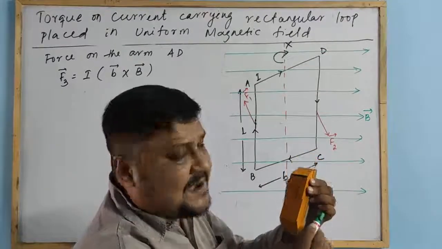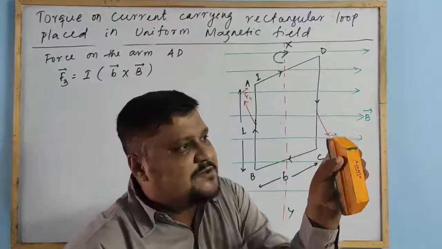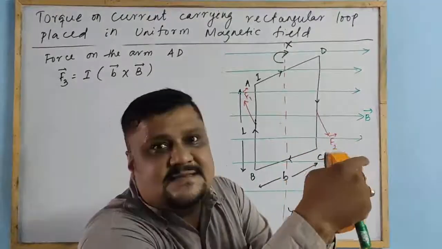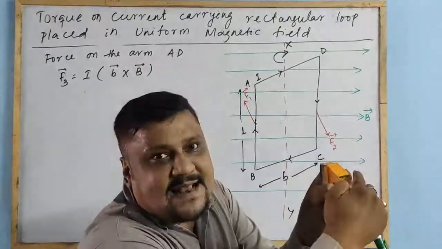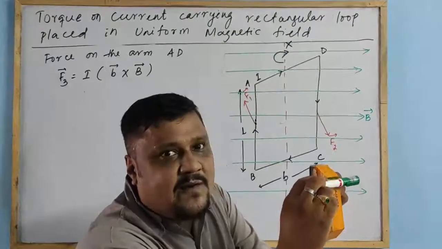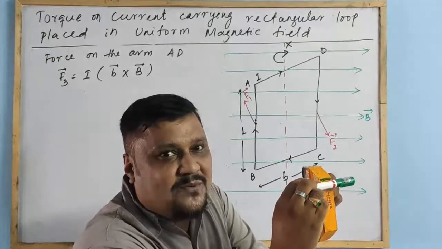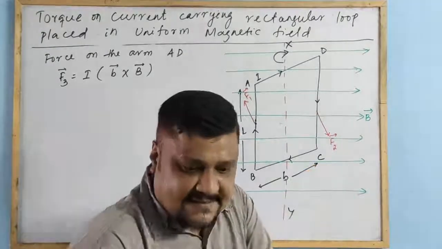Let this be the magnetic field. The magnetic field is from left to right. Now suppose the loop is placed like this. Is the loop perpendicular to this magnetic field? No, this is not perpendicular. It makes some angle. This is the case.